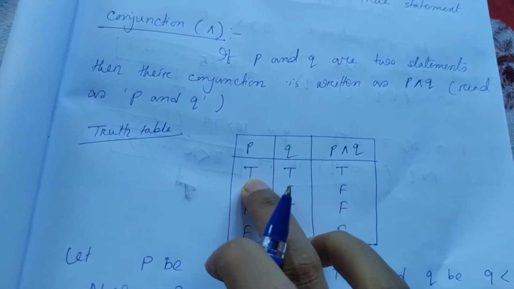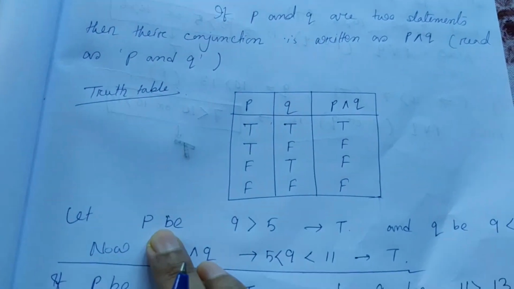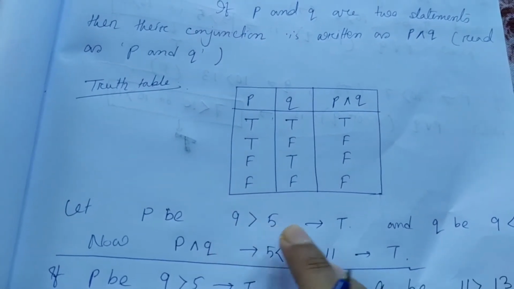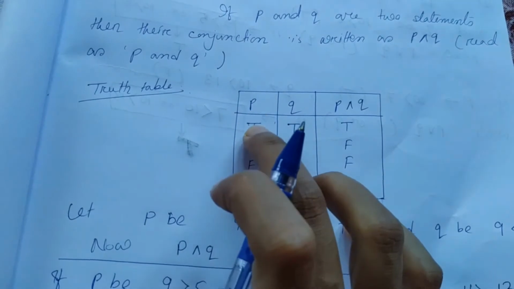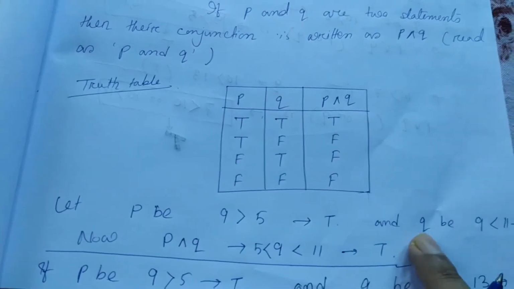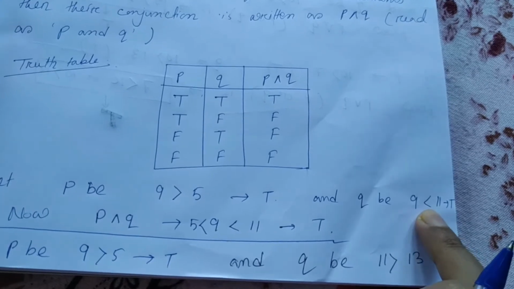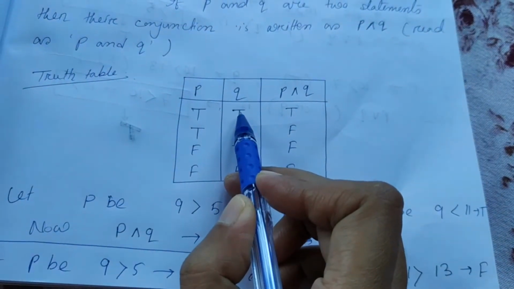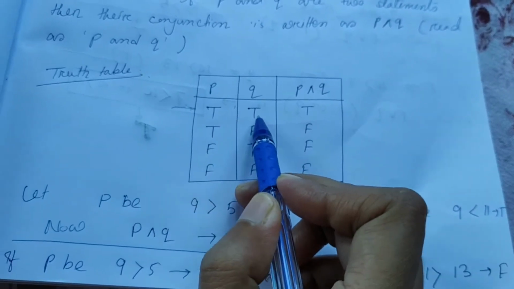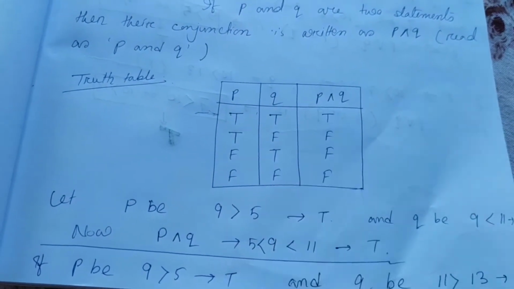Suppose P is a true statement, okay, and Q is also a true statement. So, for example, if I say P, the statement is, suppose 9 is greater than 5, which is true. So this is the condition, P is true. Okay, so I have written P true, and Q be 9 less than 11, which is also a true statement. It is also true. So I have written here true. Just see the first line. Okay, just see the first line. P is true, Q is true, and now you have to find P conjunction Q, or P and Q. You have to find it.